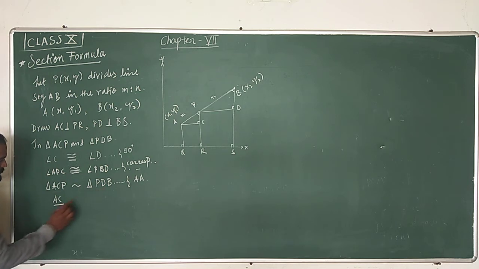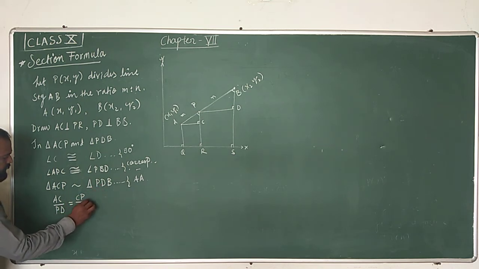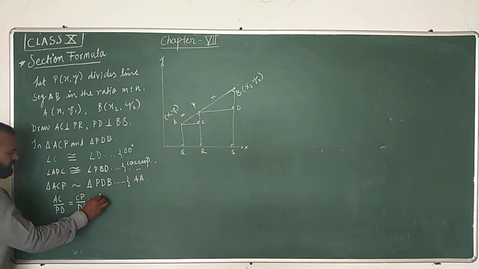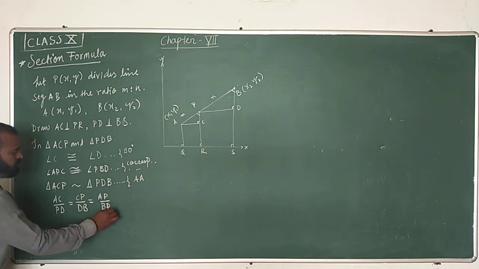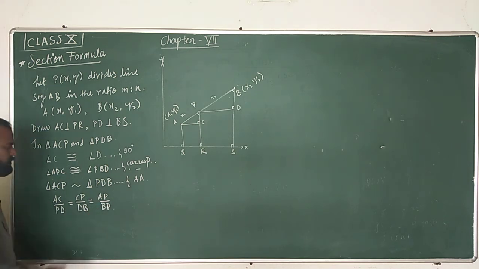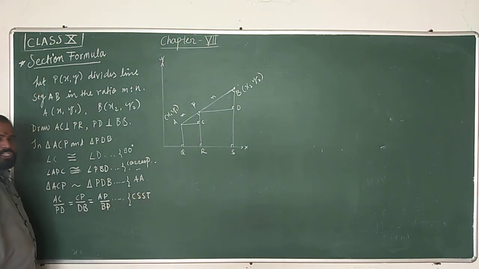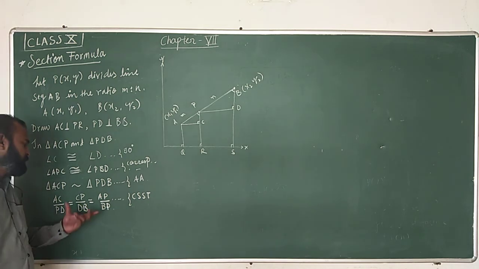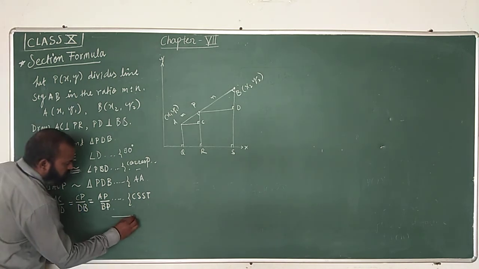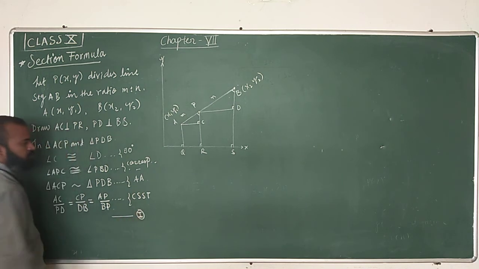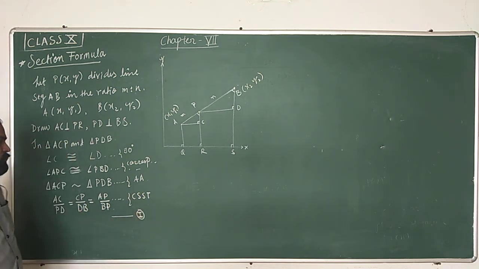AC upon PD, corresponding sides we must take. Now CP upon DB, and third one we can write AP upon PB. So these are the corresponding sides. We can write CSST, corresponding sides of similar triangles. Now these sides are in proportion. I will give this as equation number 1 because it is very much useful for us.